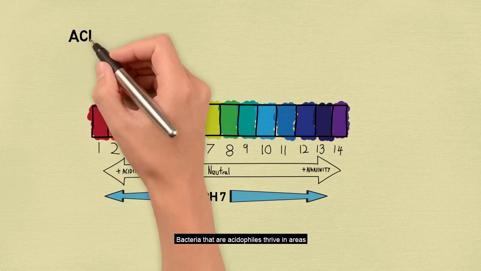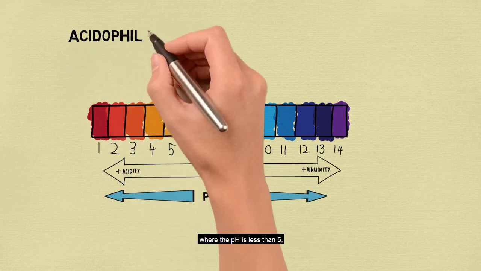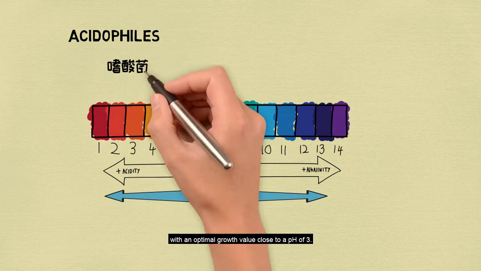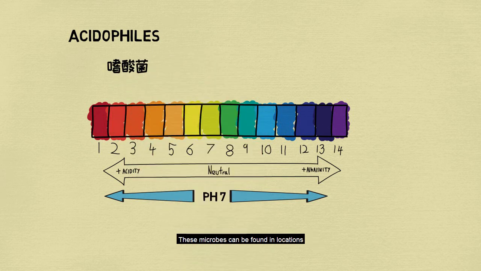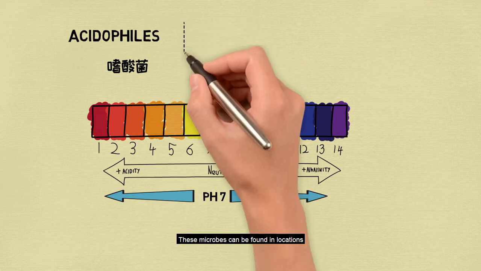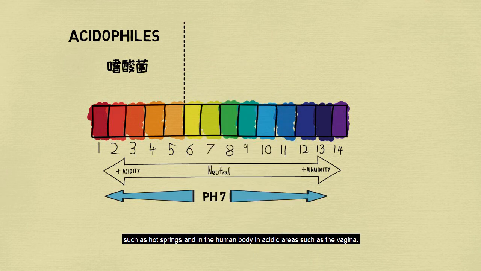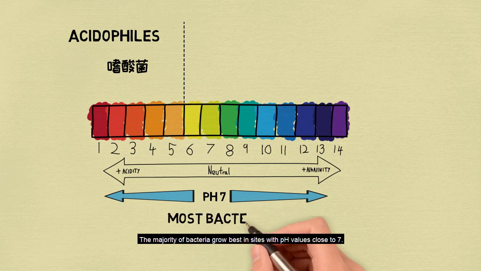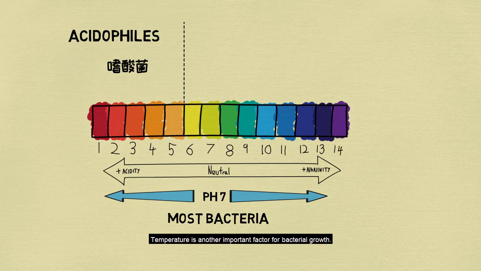Bacteria that are acidophiles thrive in areas where the pH is less than 5, with an optimal growth value close to a pH of 3. These microbes can be found in locations such as hot springs and in the human body in acidic areas such as the vagina. The majority of bacteria grow best in sites with pH values close to 7.